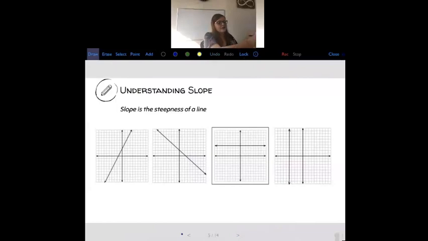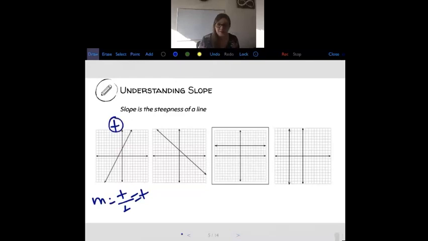Okay, so understanding slope, I'm just going to kind of talk about it conceptually. We won't actually calculate the slope of these lines here, but take a look. Slope can be thought of as the steepness of a line. So take a look at the first graph where, let's say you were going to get from one point to the next, you would have to go up in the positive y direction and over in the positive x direction, which means if you were to plug this into slope, you'd have a positive over positive.